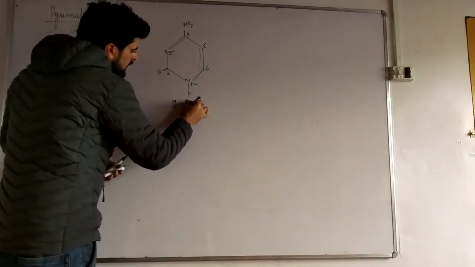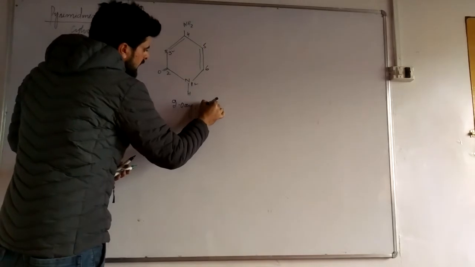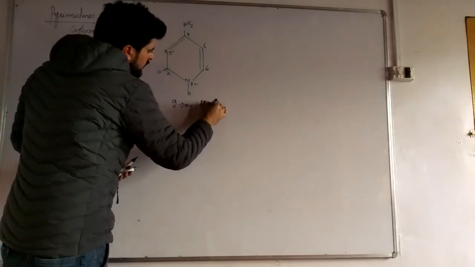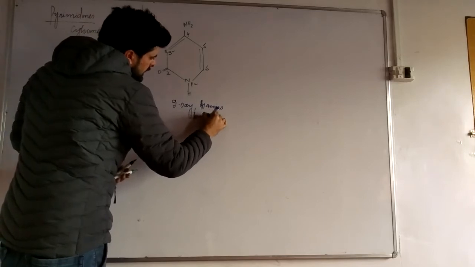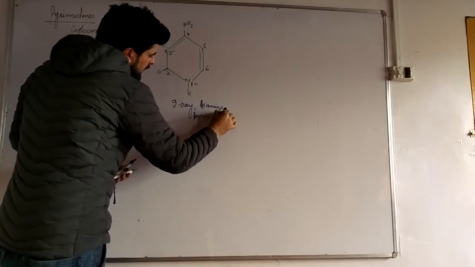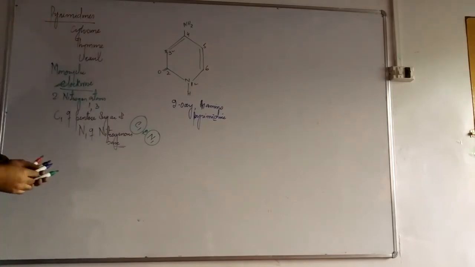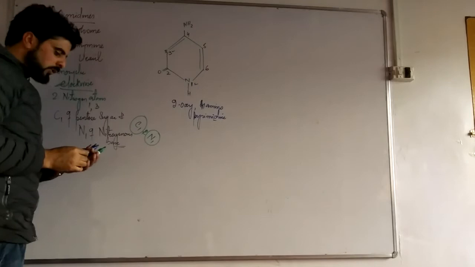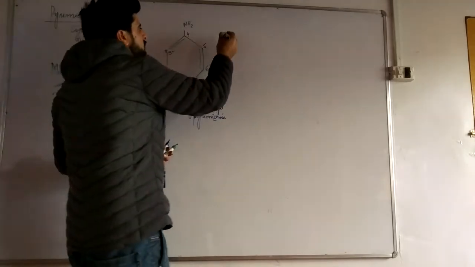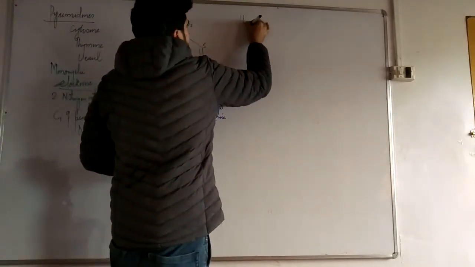We can also call it 2-oxo, 4-amino pyrimidine. It is monocyclic in structure; at position 2 we have an oxo group, and at position 4 we have an amino group. The next one is thymine.